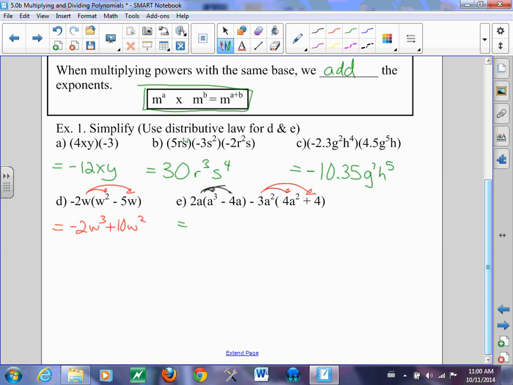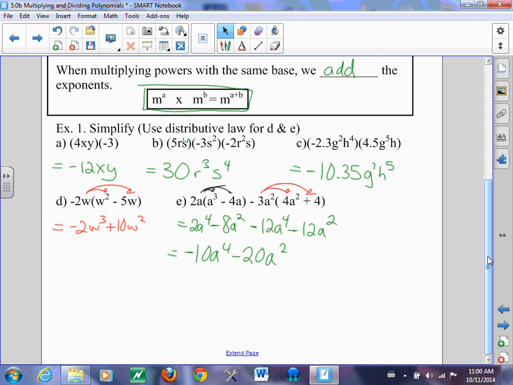So it's positive 2a to the fourth, okay, minus 8a squared. Next distributive law, it's going to be negative 12a, be careful here, to the fourth, okay, and minus 12a squared. All right, let's collect like terms. So how many a to the fourth do we have? Negative 10a to the fourth. And a squareds, we have minus 20a squared. Reminder, folks, that these are not like terms, so you cannot add or subtract them.